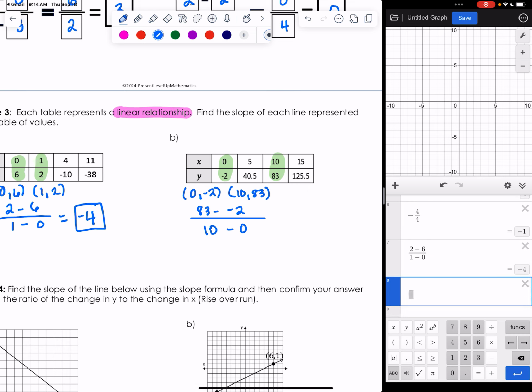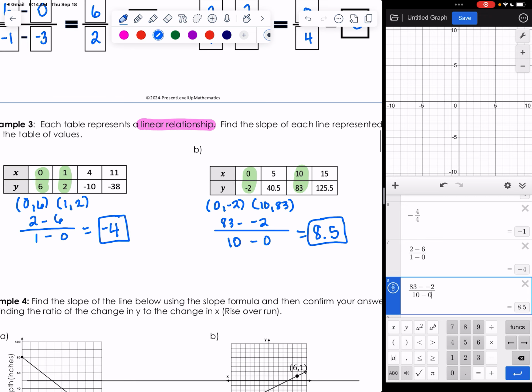Now I'm going to come over here. I'm going to push my division button, and that makes a fraction for me so that I can type this in. 83 minus -2 and 10 minus 0. And it gives me an answer of 8.5. Now, in this particular problem, it is okay to leave my slope in decimal form because the original problem had decimals in it. So my slope is positive 8.5.